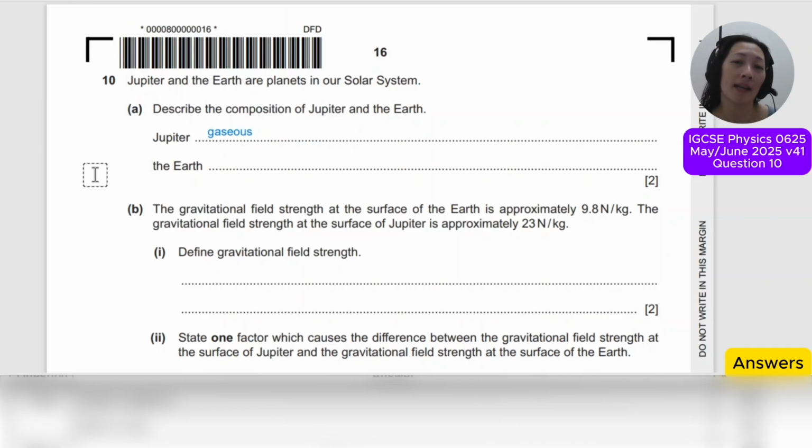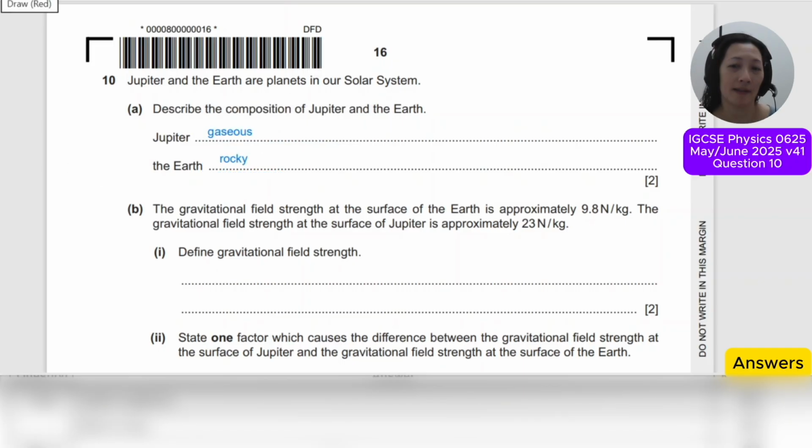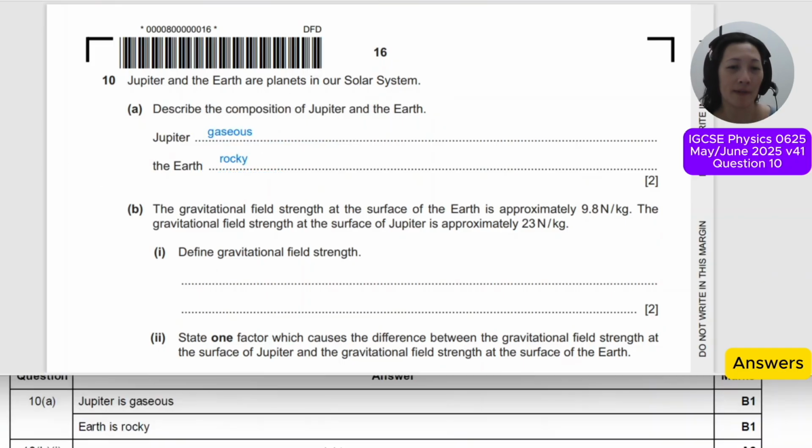The 4 planets that are closer to the Sun are small and rocky, which means that the Earth is also small and rocky. Again, we don't have to mention the size, so you just need to mention that the Earth is a rocky planet. So now let's check the mark scheme. And you can see that yes, Jupiter is gaseous and Earth is rocky. So you get 2 marks for these answers.